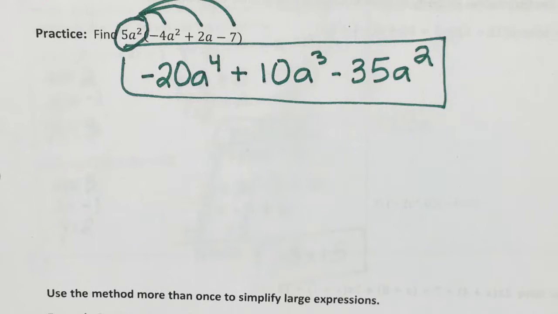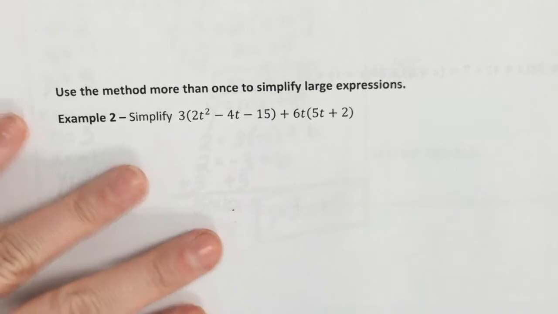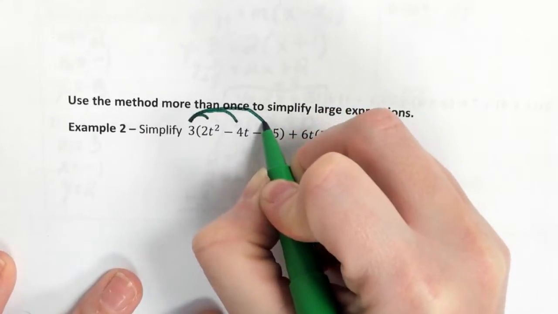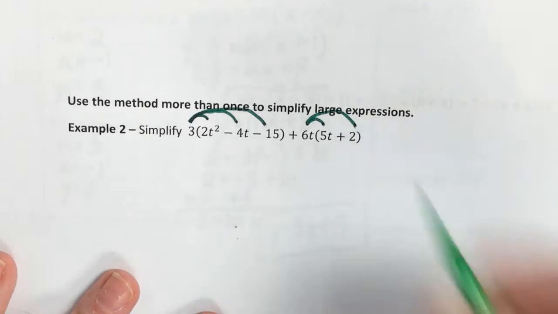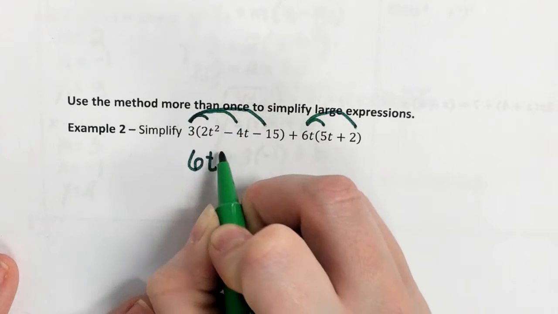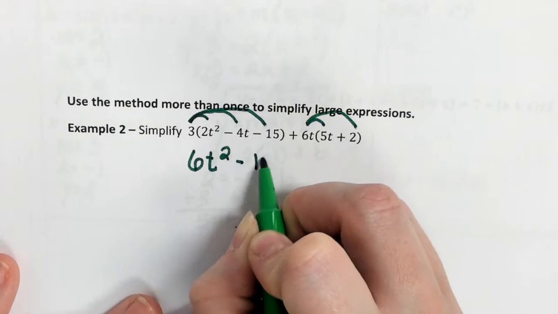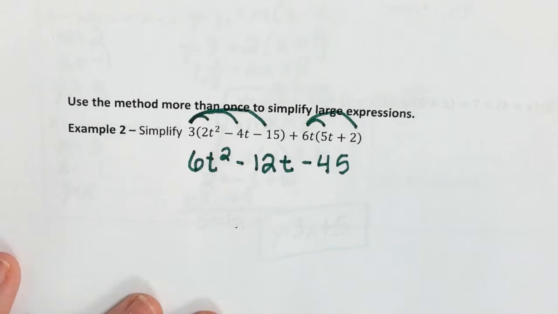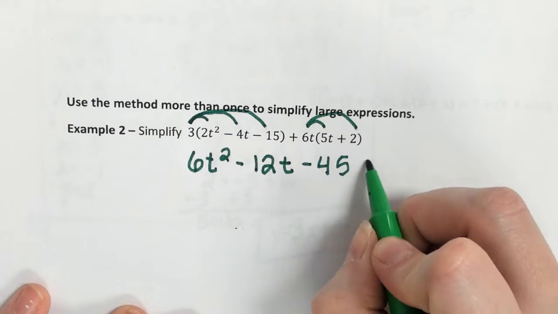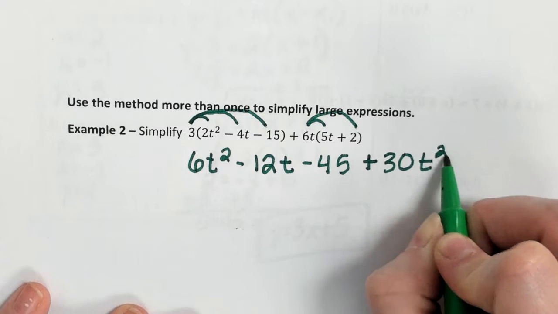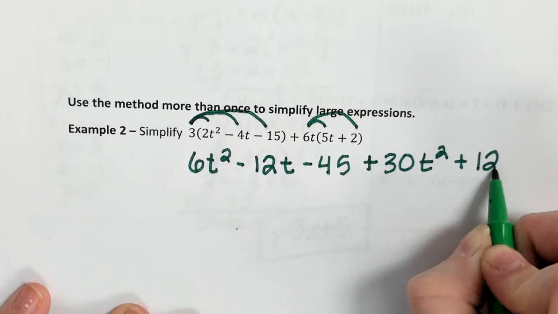Okay, so this next one is the same thing, just we have to distribute twice, and then we have to add like terms. So I'm going to distribute the 3, and then I'm going to distribute the 6t. So I'm going to have 6t squared minus 12t minus 45. And then when I distribute the 6t, I'm going to have 30t squared plus 12t.